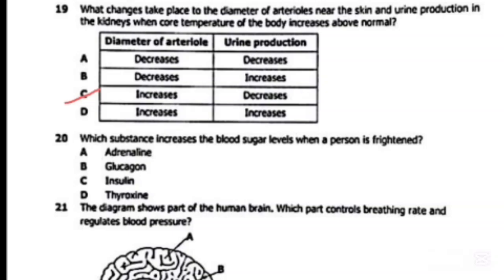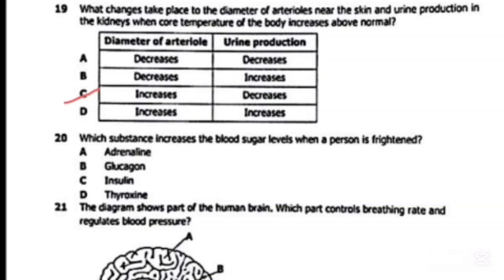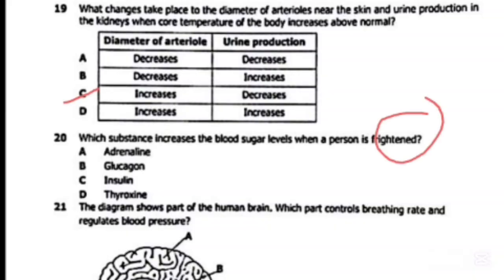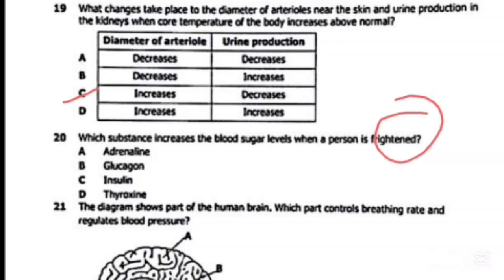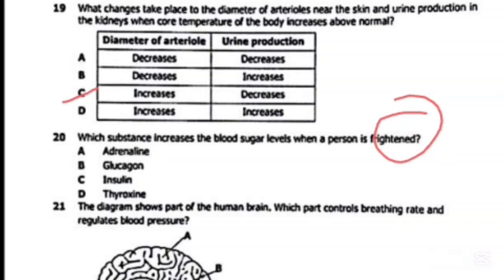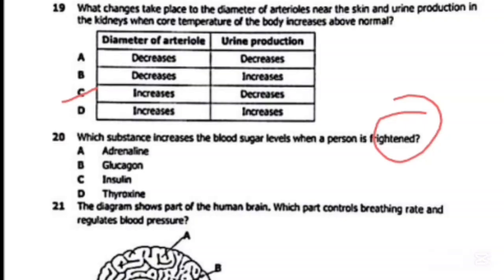Question 20. Which substance increases the blood sugar levels when a person is frightened? Here, the keyword which you need to look at is frightened. What hormone is released whenever you are frightened?